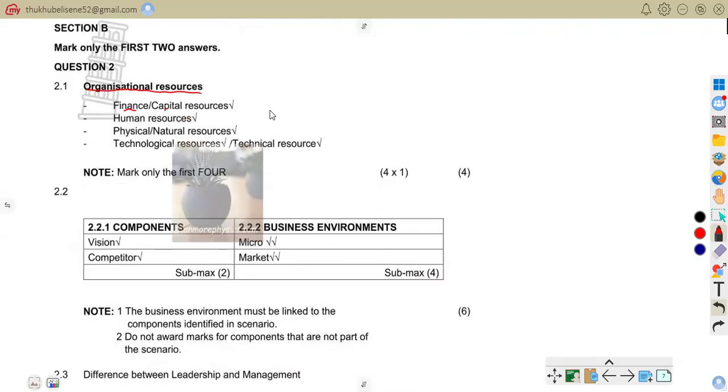So that is that. Human resources is one of the organizational resources. With human resources, we are talking about the employees who perform tasks and use other resources to achieve goals. For example, skilled accountants prepare financial statements. That is a human resource function.